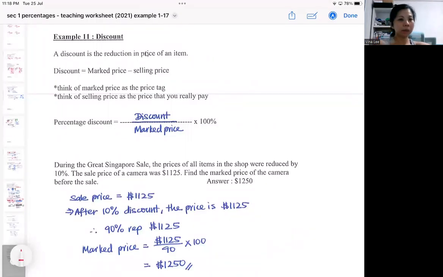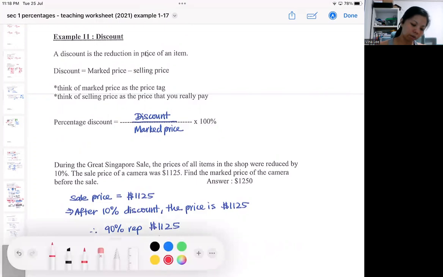There will be some questions that deal with discounts. I believe all of you have heard of the word discount. A discount is good when you are paying for something. That means you don't need to pay so much. It's actually a reduction in the price. Sometimes you will be asked to calculate the percentage discount.